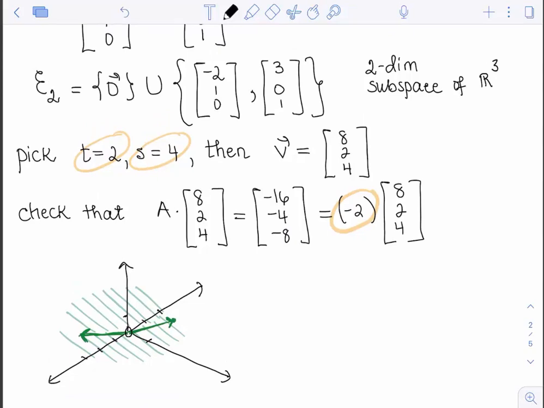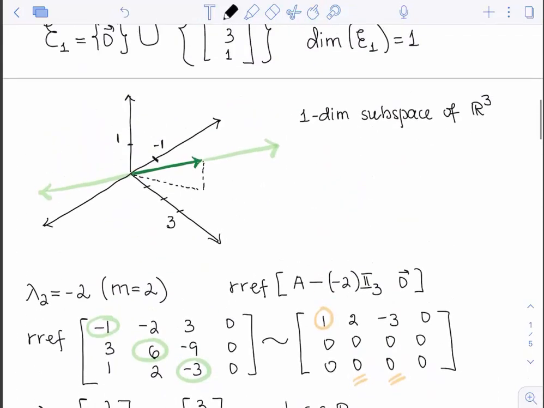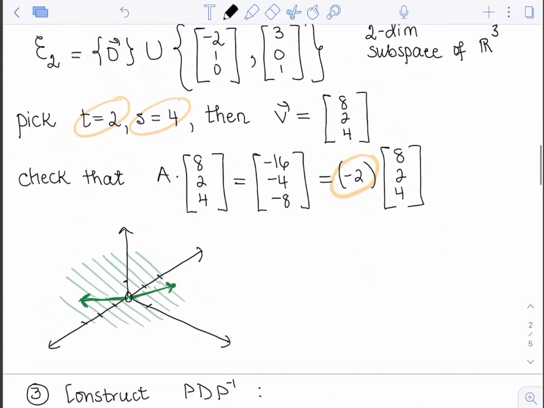So these two subspaces contain all possible eigenvectors. The one line up here and this plane right here contain every possible eigenvector of this matrix.